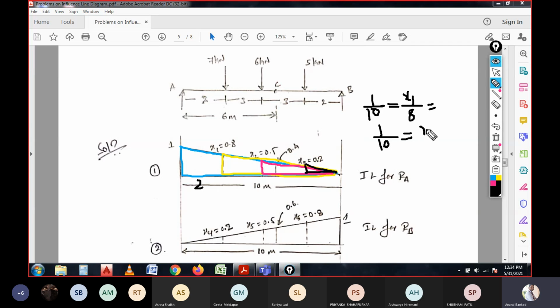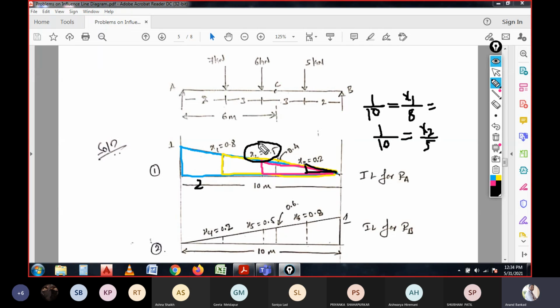So x2 is the distance having 5 meter from either support, right? So this is 1 by 10, similar triangle we are observing, 1 by 10 over here, and x2, that is the value of x2 over here.